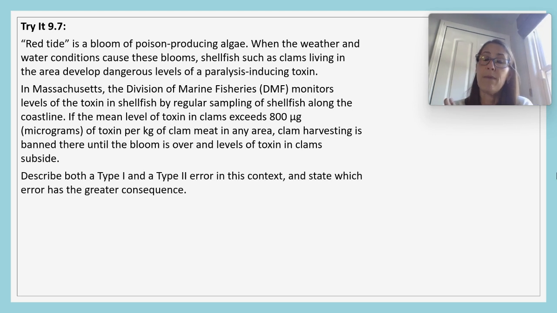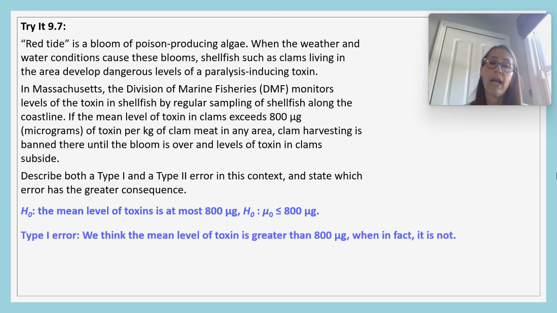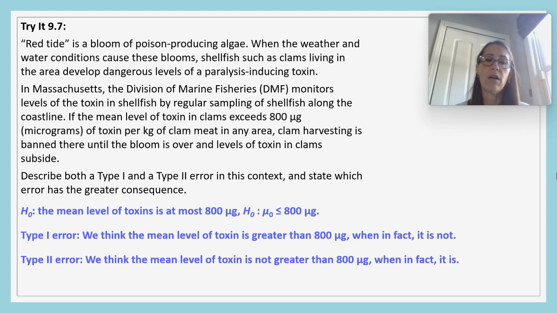So what are the type 1 and type 2 errors in this context, and which one has a greater consequence? Our null hypothesis is that the mean level of toxins is at most 800 milligrams. So H naught, the mean value, our null mean value, is less than or equal to 800 milligrams. That's considered safe. A type 1 error would be that we think the mean level of toxin is greater than 800 milligrams when in fact it is not. And a type 2 error is we think the mean level of toxin is not greater than 800 milligrams when in fact it is.